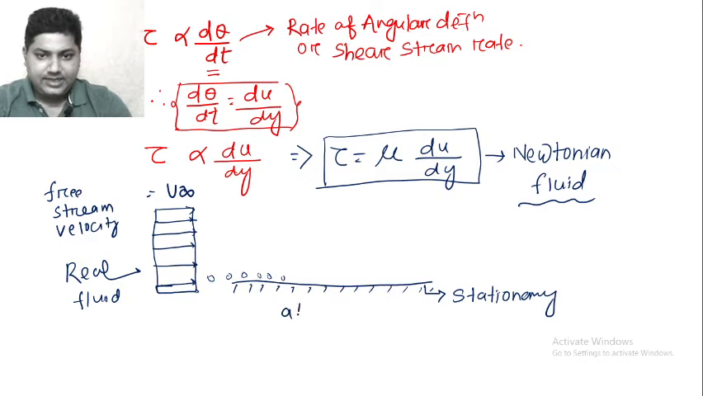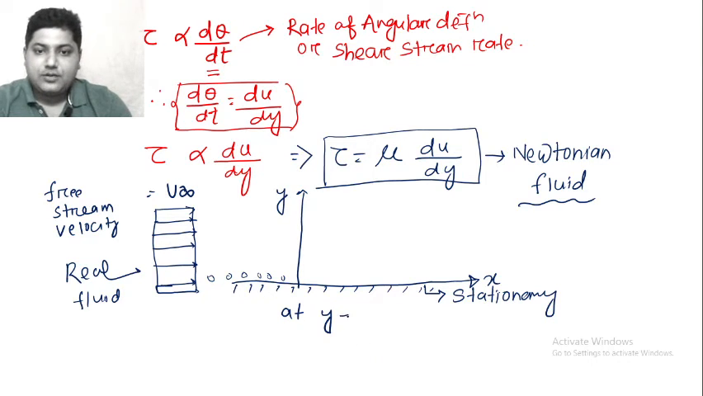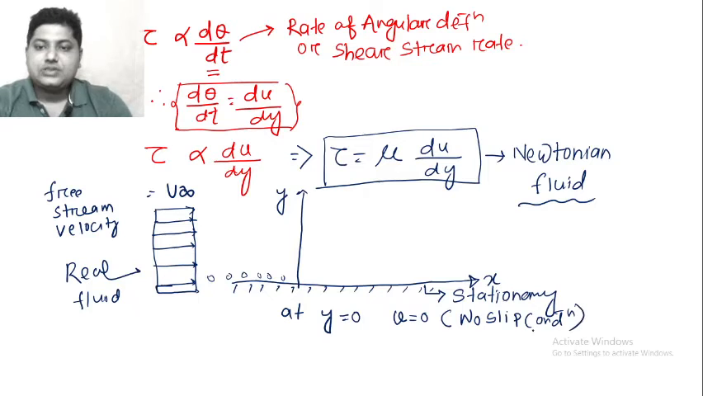Suppose I am choosing one reference axis. So this is my positive x axis, and this is my positive y axis. So at y equal to 0, the velocity of the fluid particle will be equal to 0, and this is called the no slip condition. No slip condition means at this point the fluid particle has zero velocity, or you can say it will attain the velocity of the stationary plate.